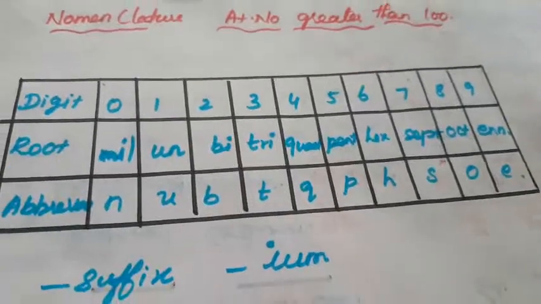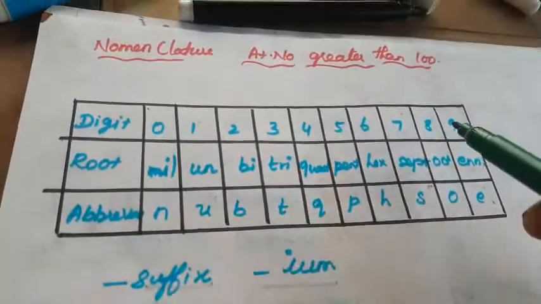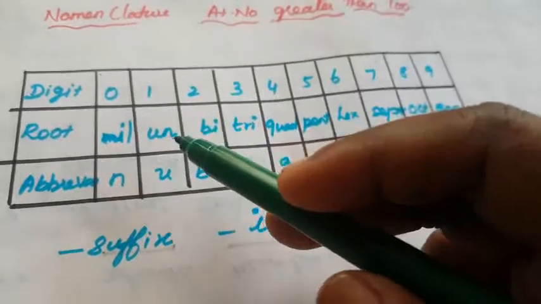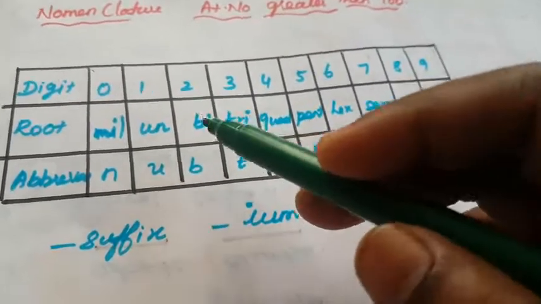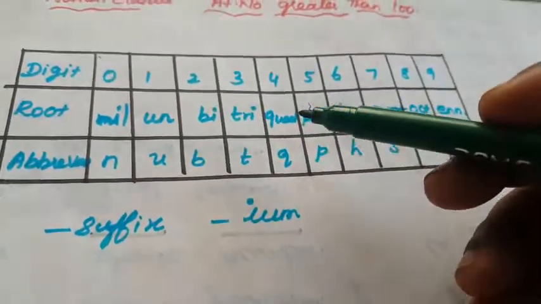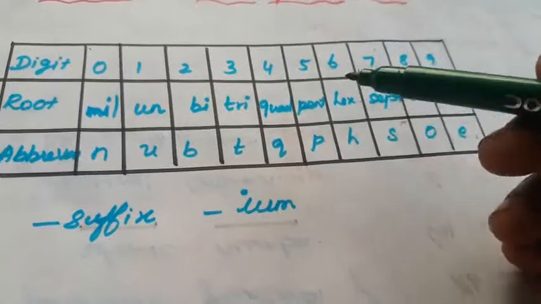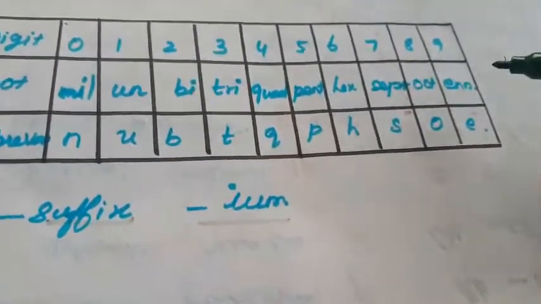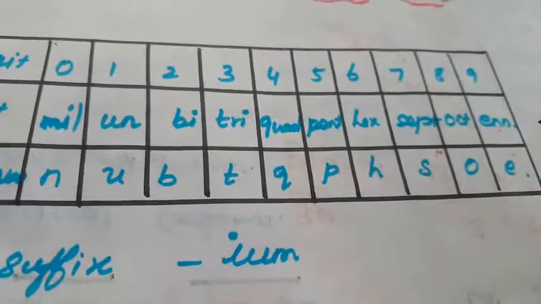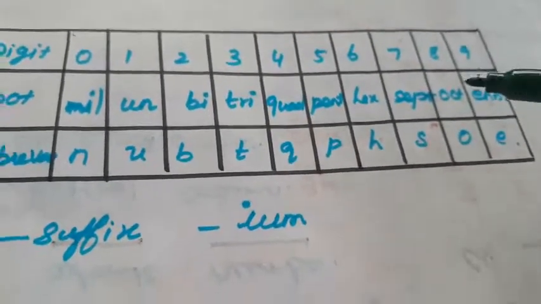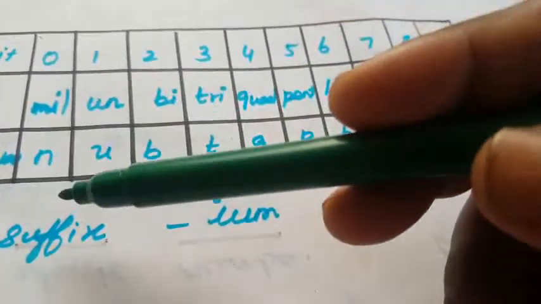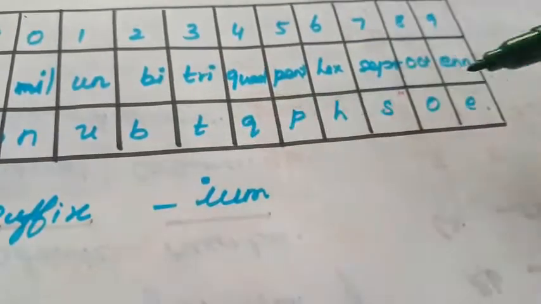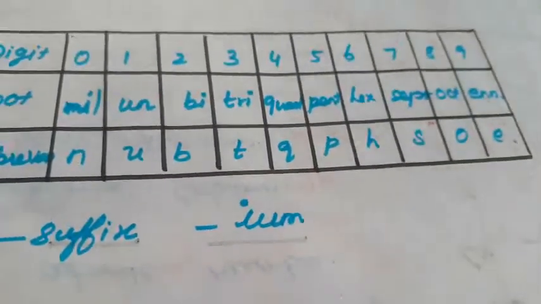First, take each digit from 0 to 9. What is the root word? 0 means nil, 1 is un, 2 is bi, 3 is tri, 4 is quad, 5 is pent. This is the Greek number system. Then hex, sept, oct, and enn. This is the root word. The abbreviation is the first letter of each: 0 you write n, 1 you write u, 2 you write b.